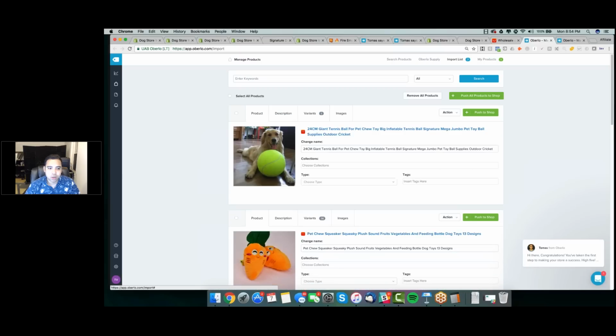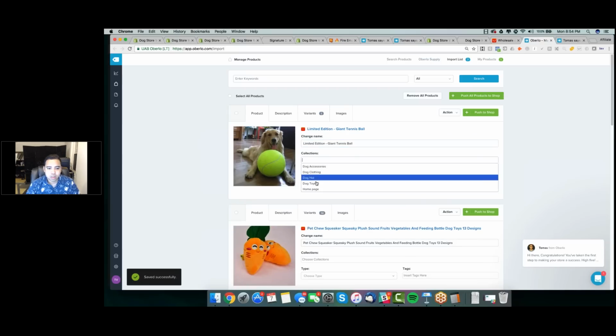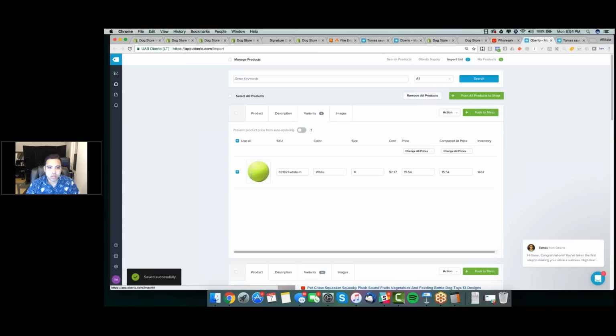Perfect. Okay, so what we're going to do here is we're going to say giant, okay, limited edition giant tennis ball. Okay, and let's just put that in the home page. Let's put that in dog toys, and then we'll put that in the home page as well. Okay, and in the description, you can change that later, but just for testing purposes, $7.